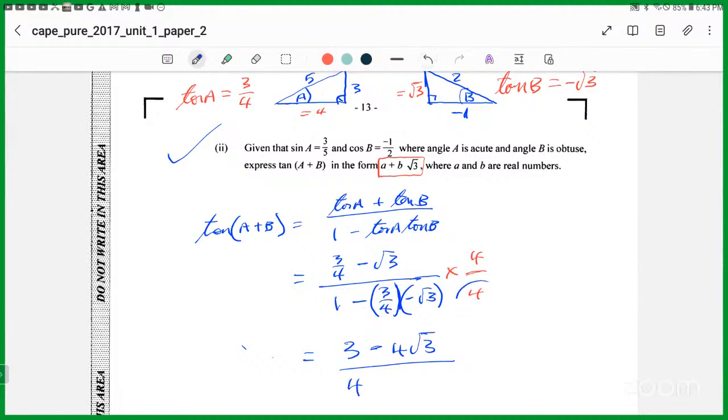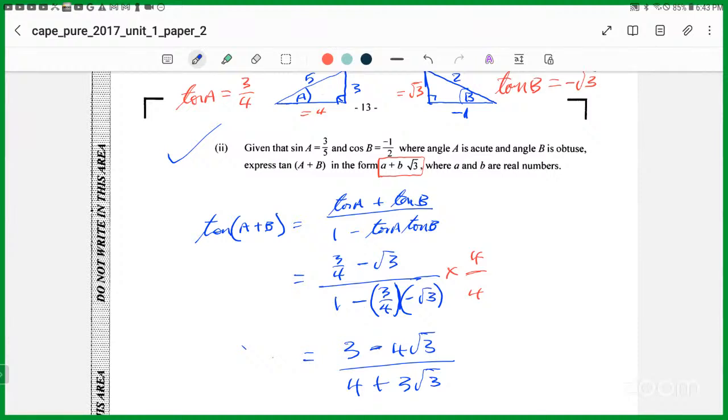And then the 4 times this, watch this now. This minus is going to make this a plus under here. And then the 4 times the 4 is going to cancel this 4. I'm going to be left with 3 root 3. So I'm going to get 3 root 3. But understand that? Understand that, guys?